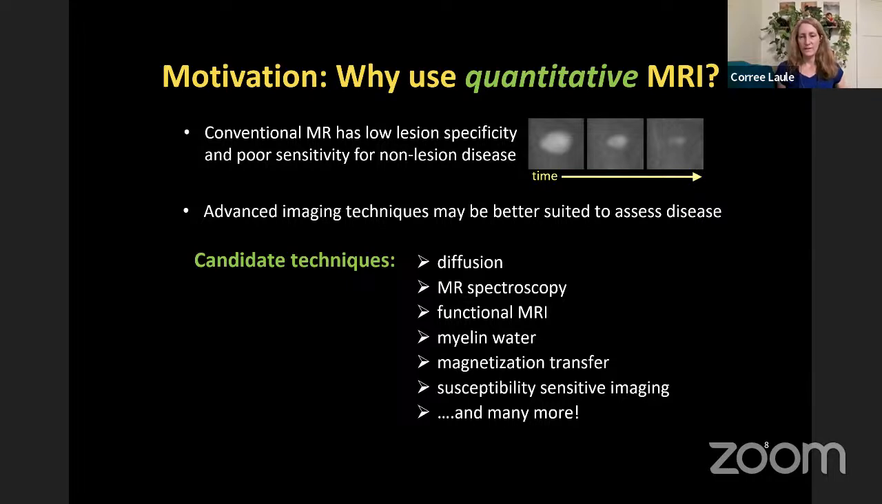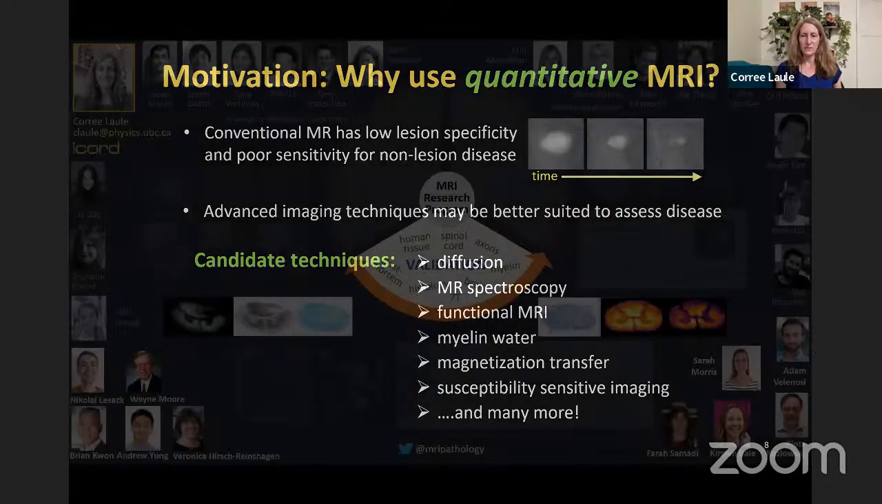There's a whole pile of different techniques being explored. I've just listed some of them there. Perhaps people will have heard of some of these before: diffusion, spectroscopy, functional MRI, magnetization transfer, myelin water imaging, and there are many more as well. I don't have time to go into depth on all of these, but I will focus on a few of them and tell you about some of the work we've been doing.